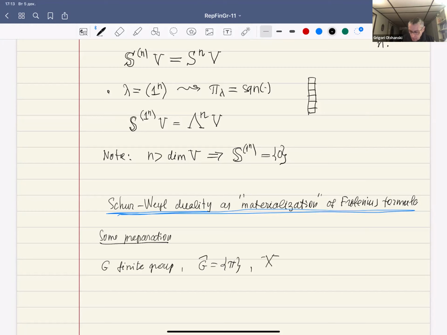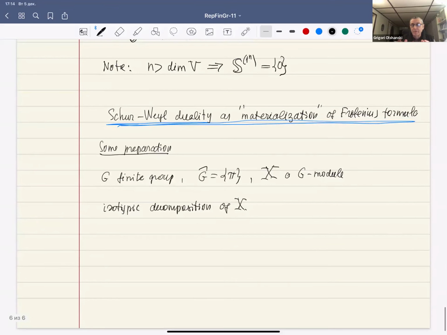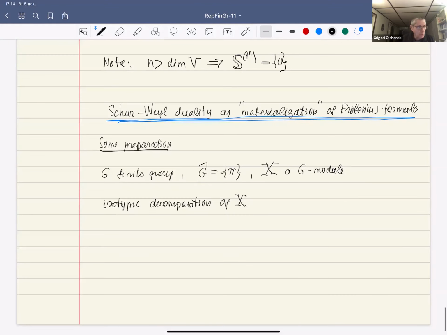And let X be another representation, let me say a G module, which is the same, and take the isotypic decomposition of X. We simply decompose it into irreducible representations and group together equivalent irreducible components.